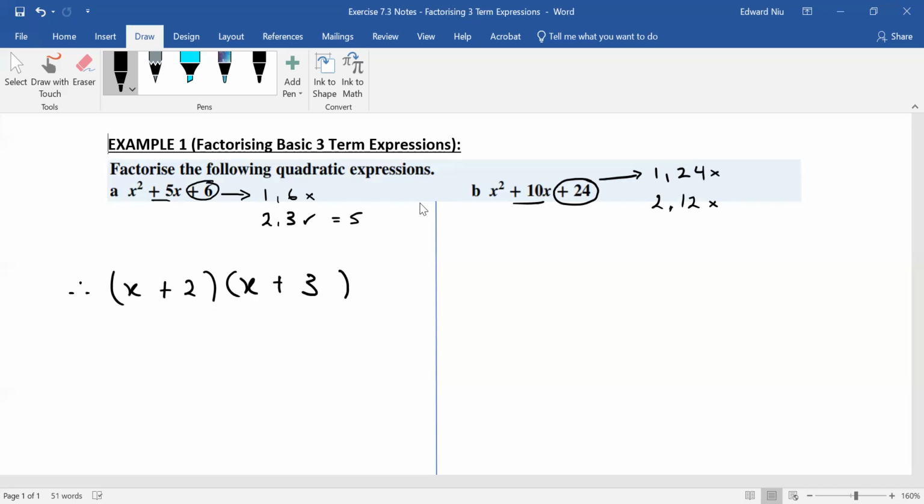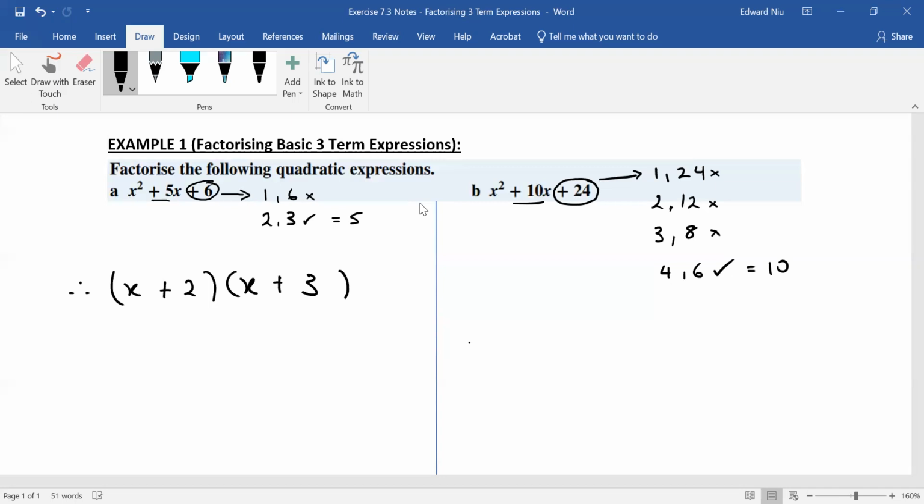Is it 3 and 8? 3 times 8 gets us 24. Nope, because 3 plus 8 gets us 11. So is it 4 and 6? Yes, 4 and 6 equals 10, which is the b value attached to the x to the power of 1.